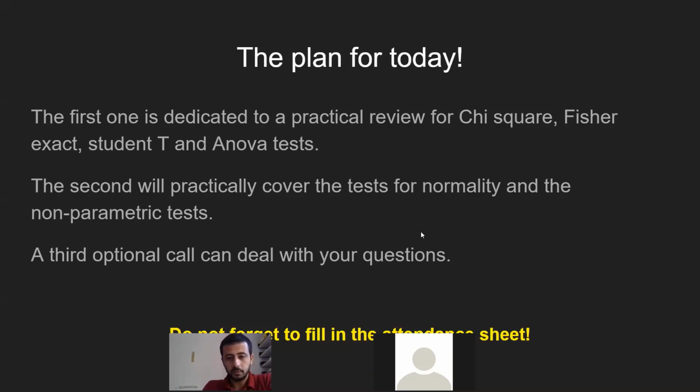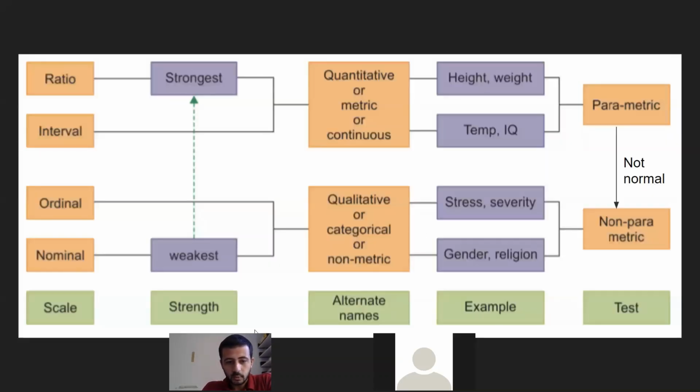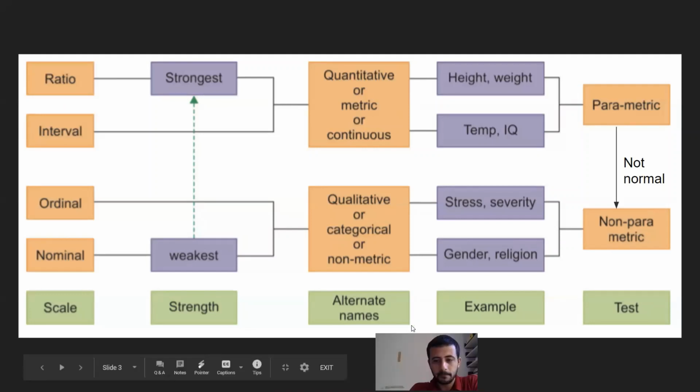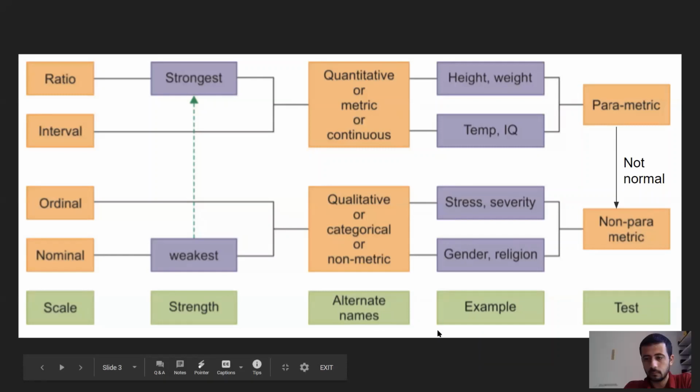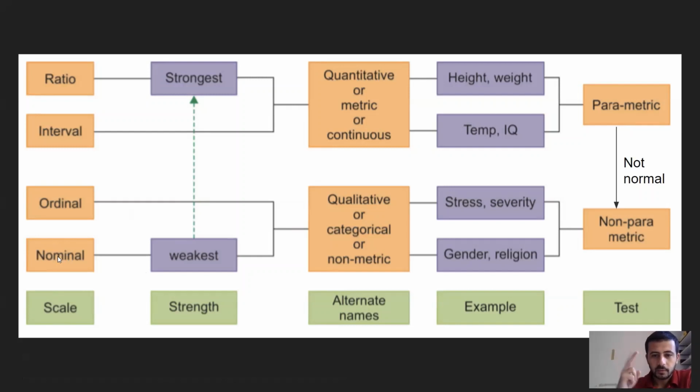So remember those. Okay, now I need your help with this. Can anybody talk about the types of data we have? Okay, let's start with the weakest type, the nominal data. We have either yes and no or several categories. Okay, those are named categories, categorical data.